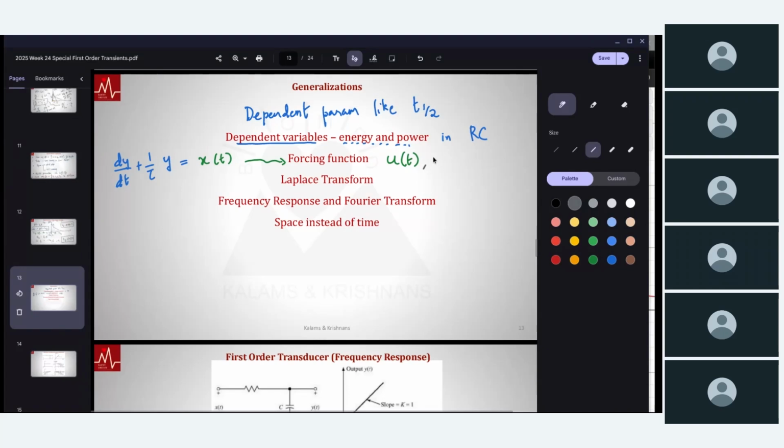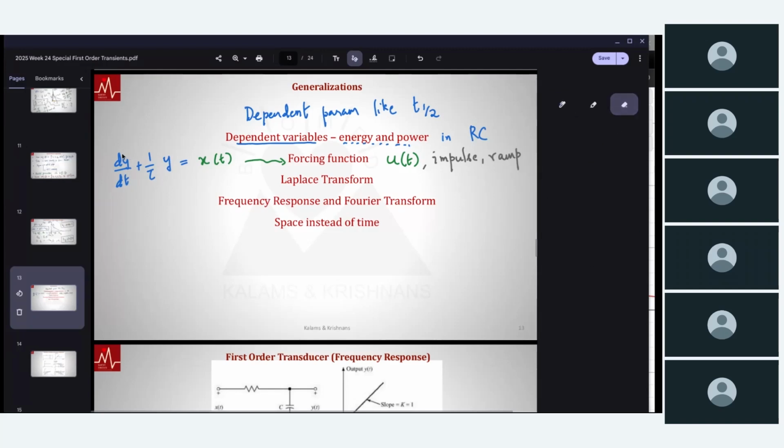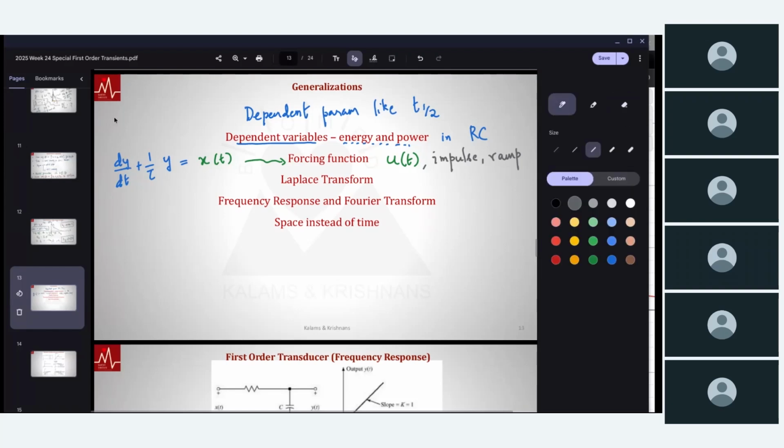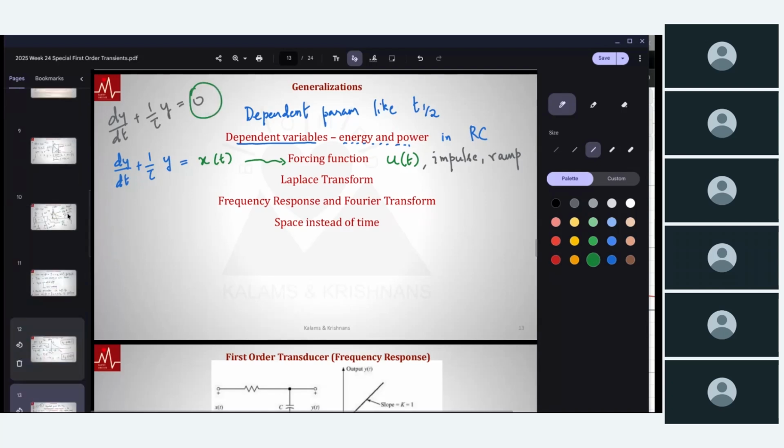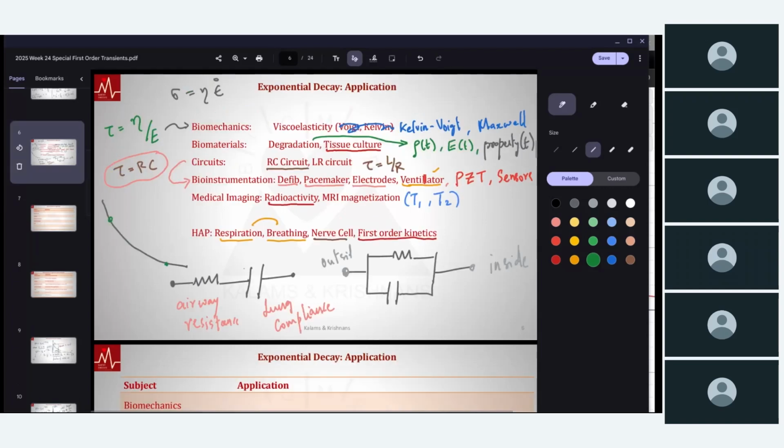Sometimes you also do impulse and ramp. Three things are typically discussed. This is the equation that we studied: dy by dt plus 1 by tau y equals 0. This RHS need not be 0. There can be some function on the RHS. What we have studied so far, in simple terms, is that initially the capacitor is charged and it is discharging. What will happen to the voltage and current in the circuit? That is the problem that is studied.